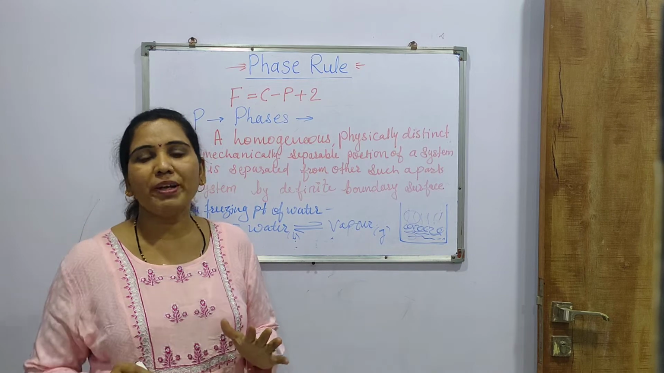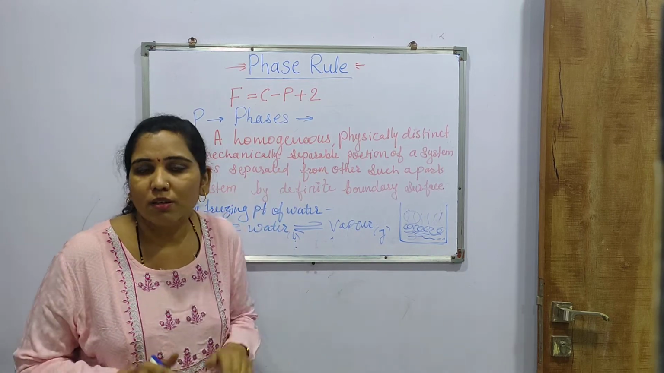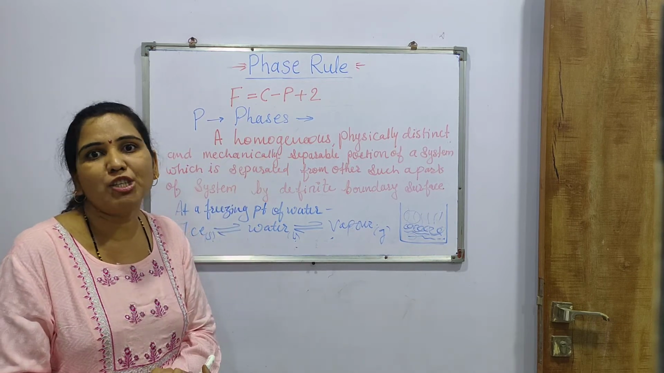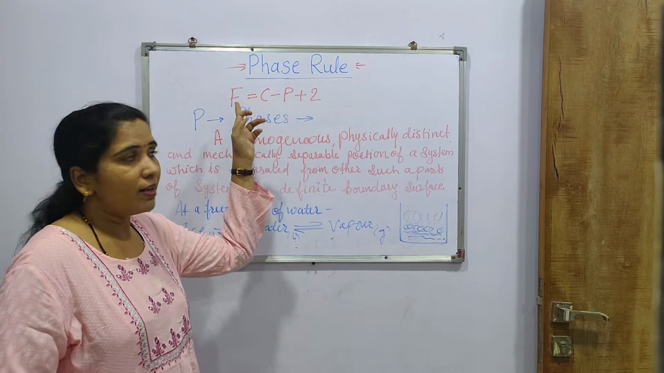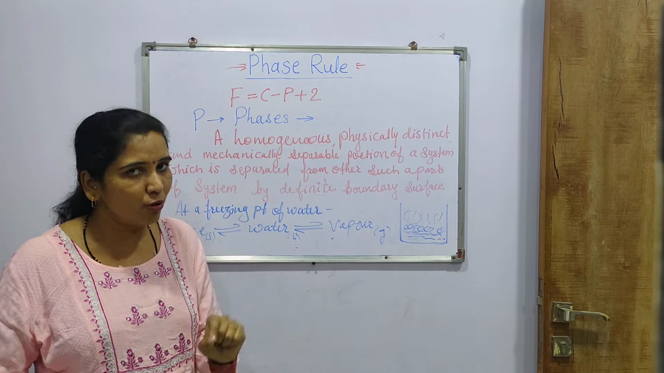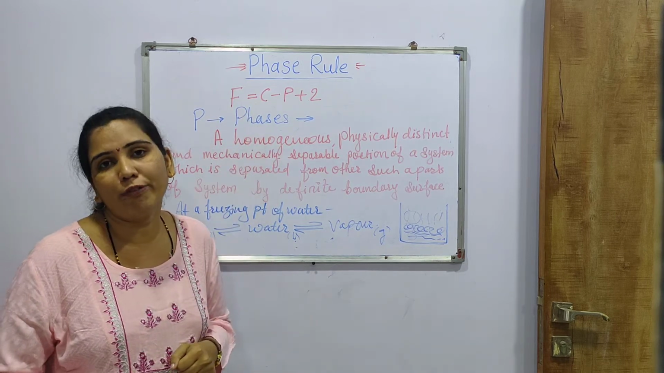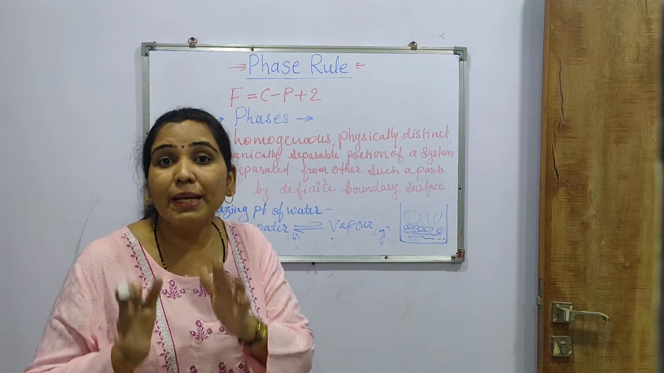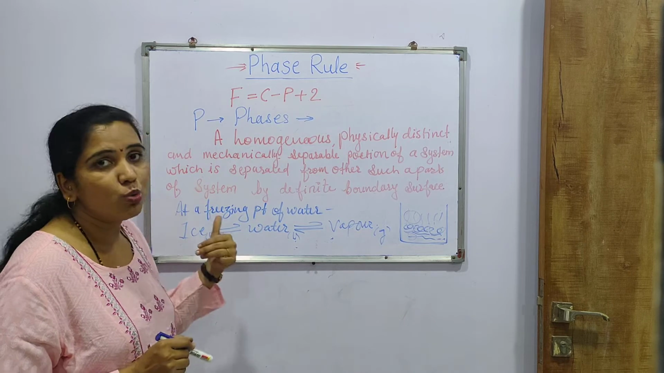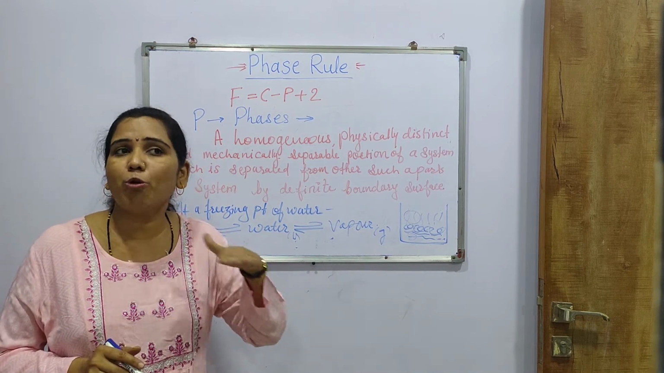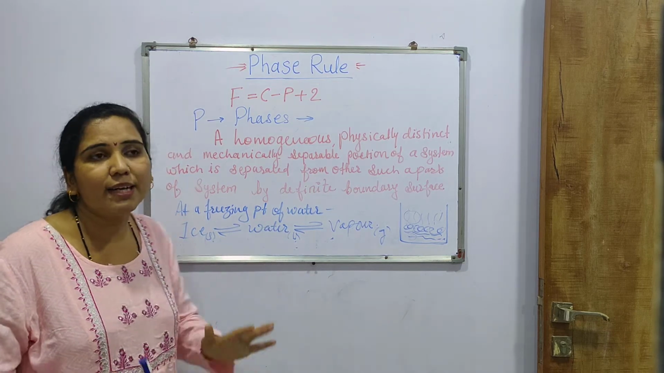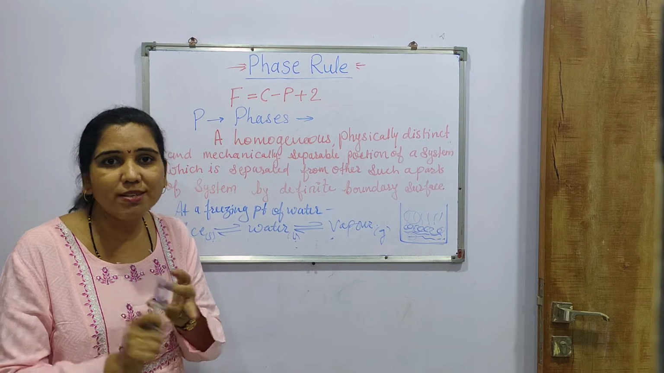Now our today's topic of discussion is the different components, or we can say different constituents, of the phase rule. F is equal to C minus P plus 2. C is the number of components, P is the number of phases, and F is the degree of freedom. Joseph Willard Gibbs gave this phase rule in 1874, which is applicable for a system in equilibrium. We have an idea of what the phase rule is, and what a homogeneous and heterogeneous system is.